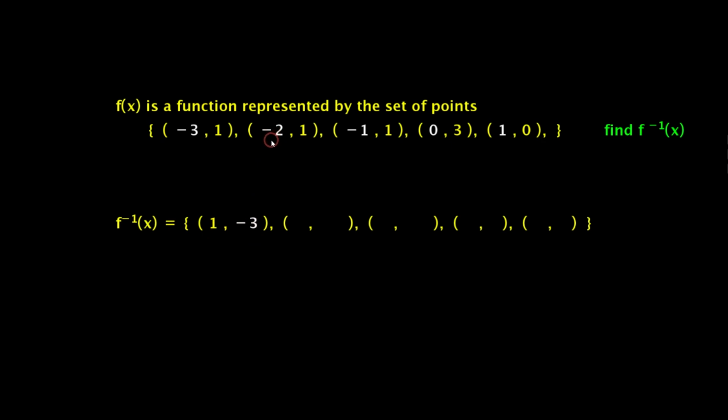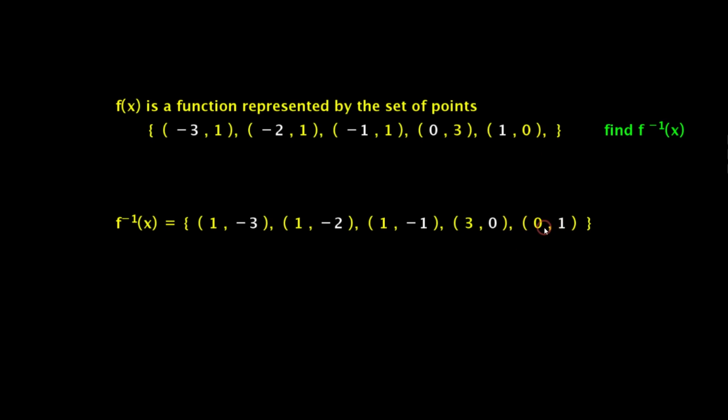Next point, negative 2 comma 1 is going to be 1 comma negative 2. Basically, the y is taking the place of the x and the x is taking the place of the y. They are switching. And the third point, negative 1 comma 1 is 1 comma negative 1. Just switch the x and y value. That's it. 0 comma 3 is going to be 3 comma 0. And the last one, 1 comma 0, is going to be 0 comma 1.